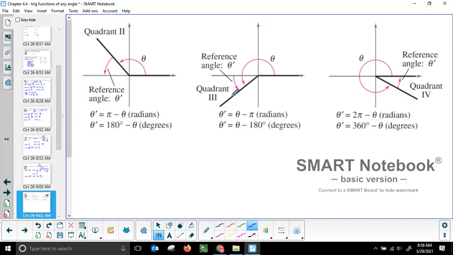If you're in the third quadrant, you take your angle minus pi or 180. And if you're in the fourth quadrant here, all you have to do is take 360 or 2 pi and subtract your angle. I'll give you a minute to get that down, and then we'll look at some examples. These are definitely notes that you would want.